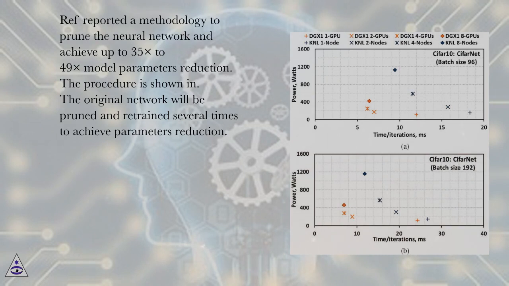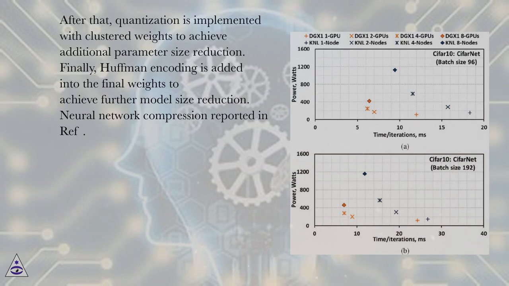The original network will be pruned and retrained several times to achieve parameters reduction. After that, quantization is implemented with clustered weights to achieve additional parameter size reduction. Finally, Huffman encoding is added into the final weights to achieve further model size reduction. Neural network compression reported in the reference.